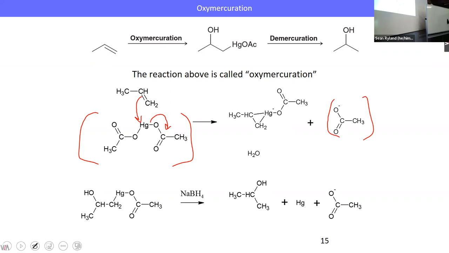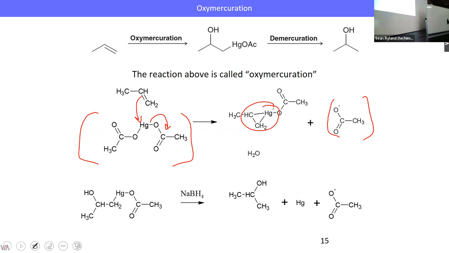Acetate is a pretty harmless molecule. It's pretty stable on its own. So that happens pretty easily, and you wind up with this. This is going to be a common theme here. You have these three-sided rings in these intermediates. They're not super stable, but with large atoms like mercury, bromine, iodine, they're big enough, their orbitals take up enough space, that they can be part of a three-sided ring structure.